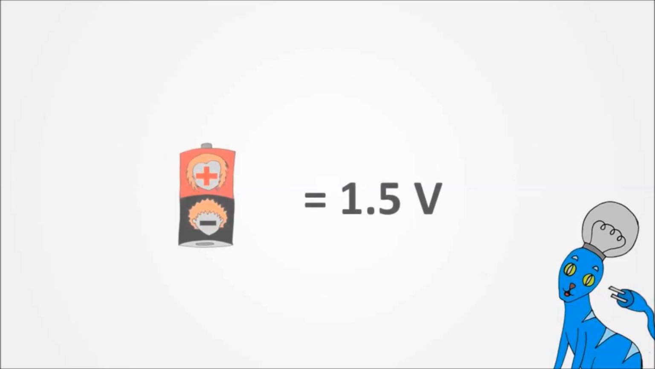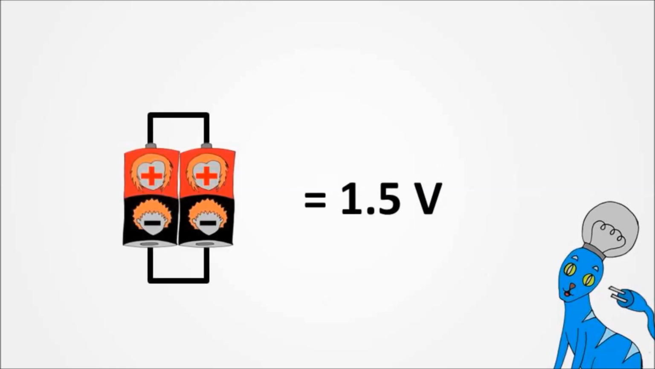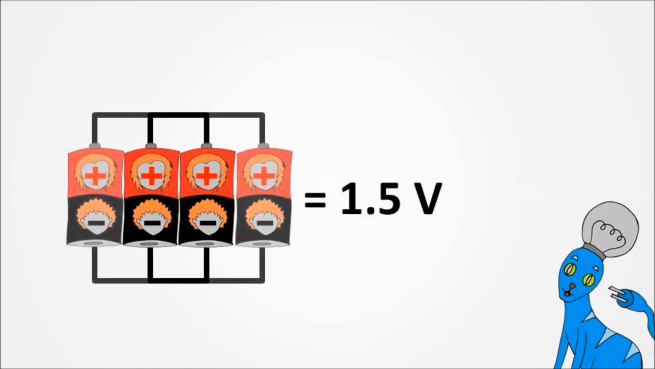And if we link different 1.5 volt batteries this way, called parallel, it doesn't matter how many batteries you add, we're still gonna have 1.5 volts between the ends.